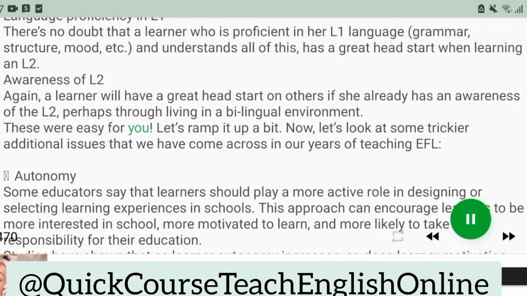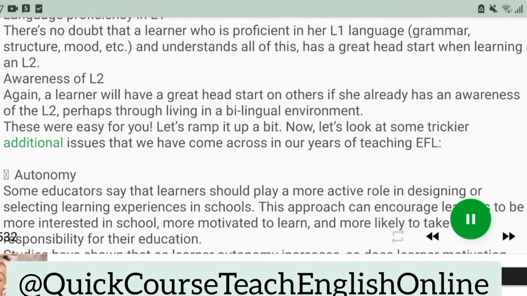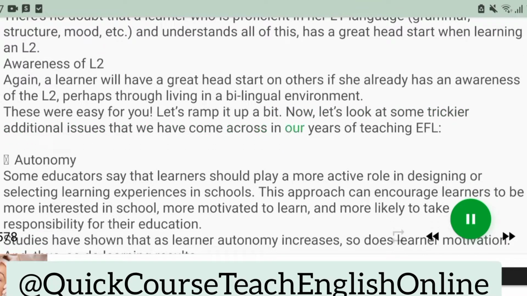These were easy for you. Let's ramp it up a bit. Now, let's look at some trickier additional issues that we have come across in our years of teaching EFL.